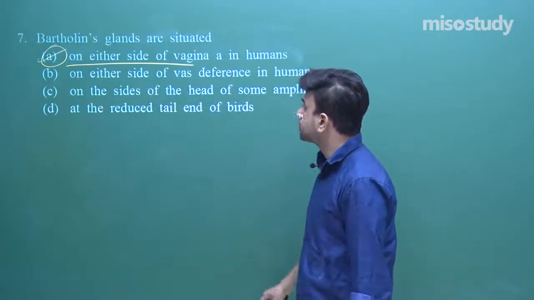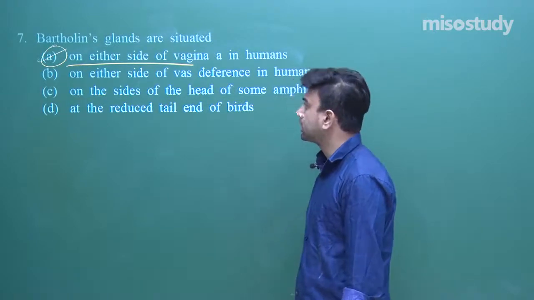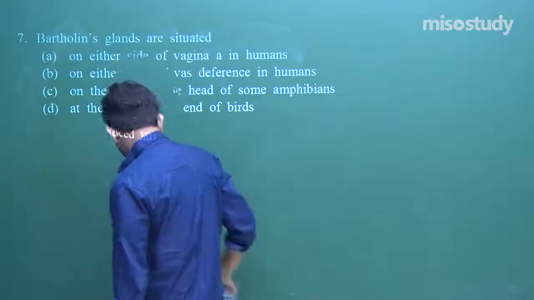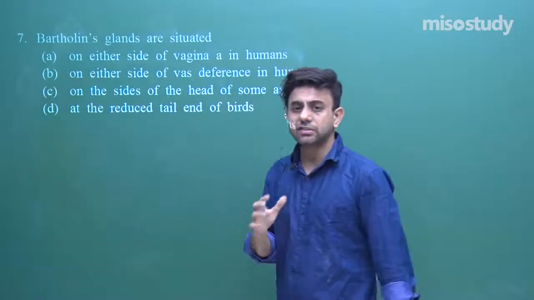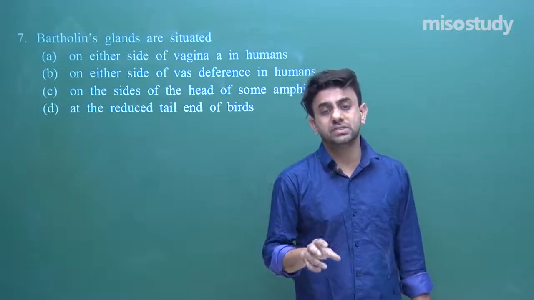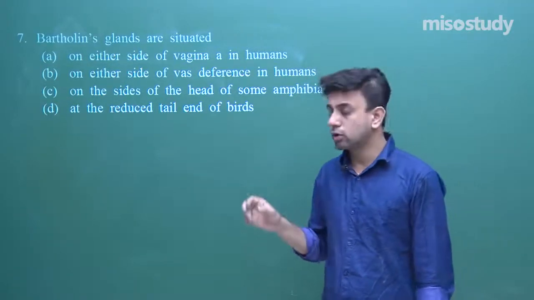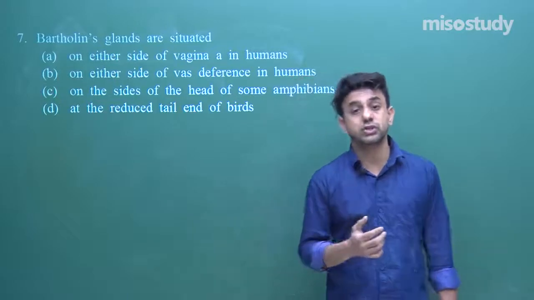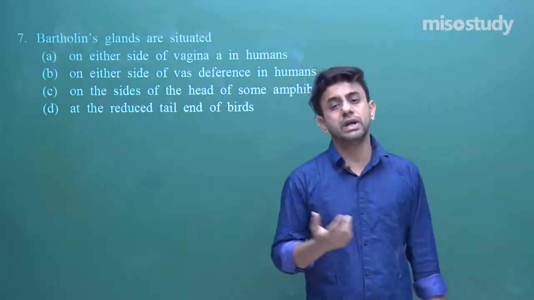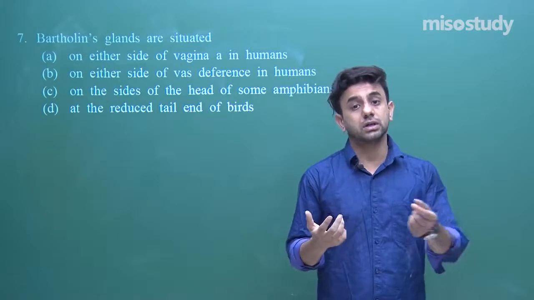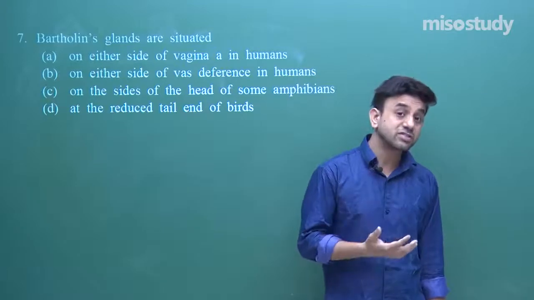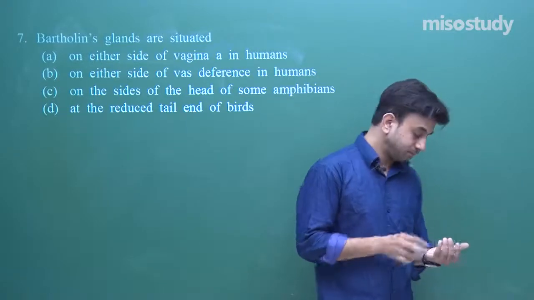Moving on to the next question: the Bartholin glands are situated, right? Now, what are these Bartholin glands, and where are they present? The Bartholin glands are present on the inner side of the labia minora, the thin inner lips of the vagina, and they are responsible for the secretion of mucus during copulation, as well as during the birth of the child.